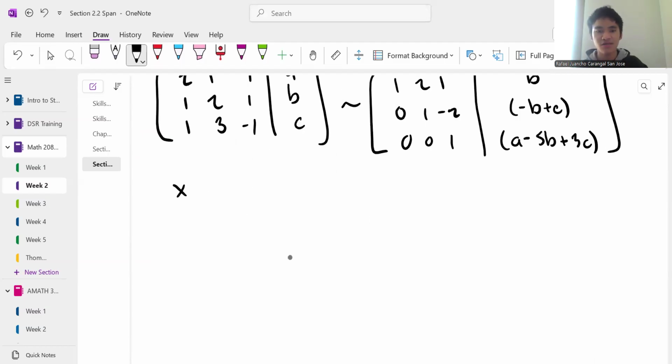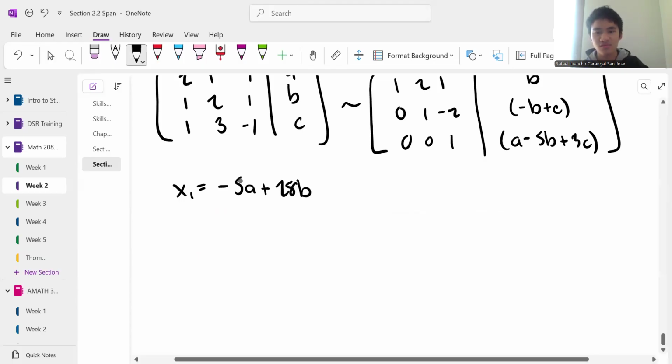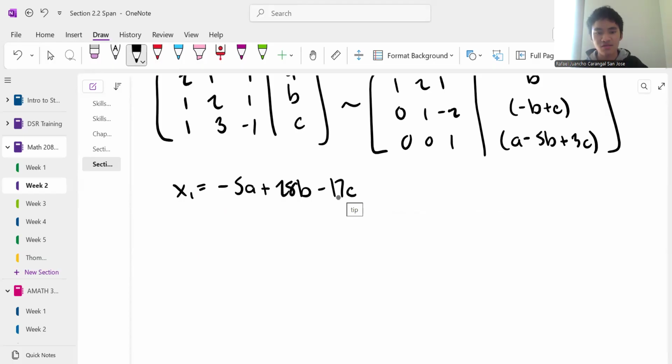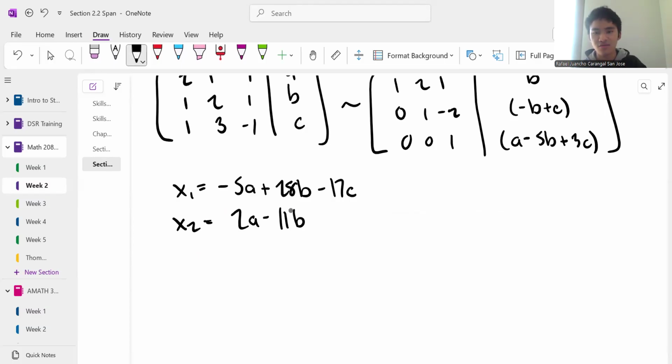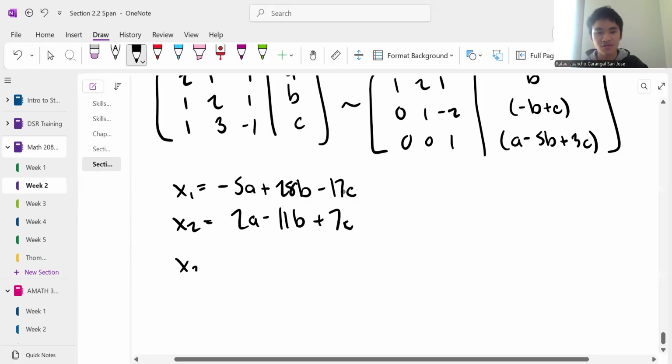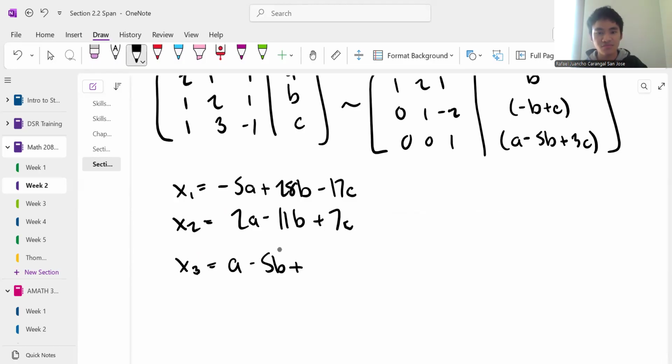Back substituting, we can get x sub 1 to be negative 5A plus 28B minus 17C. Then x sub 2 is going to be 2A minus 11B plus 7C. Then x sub 3 is going to be A minus 5B plus 3C. So there is a unique solution.